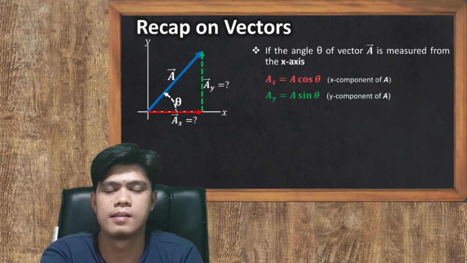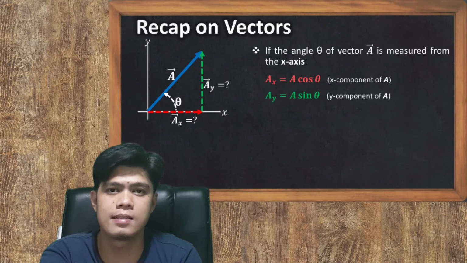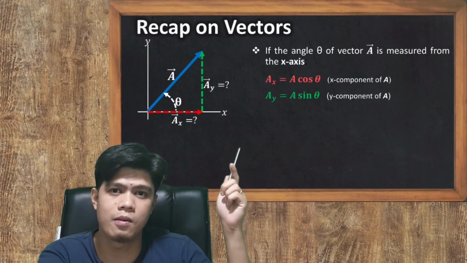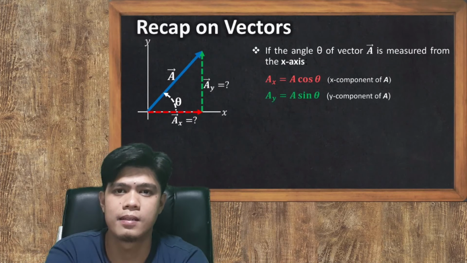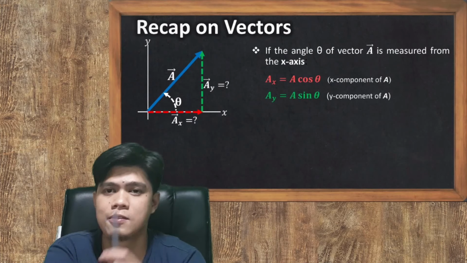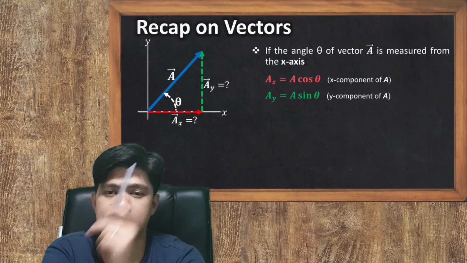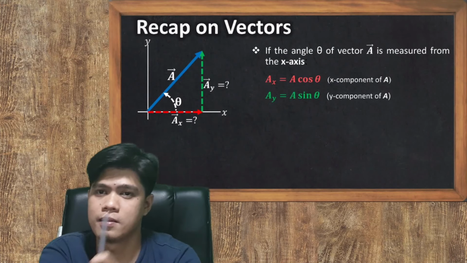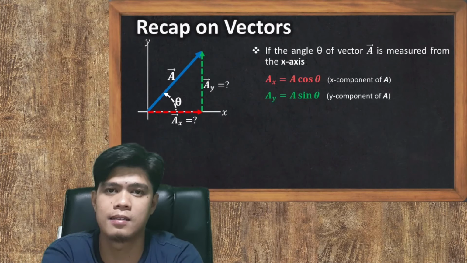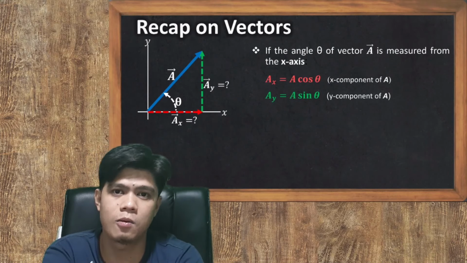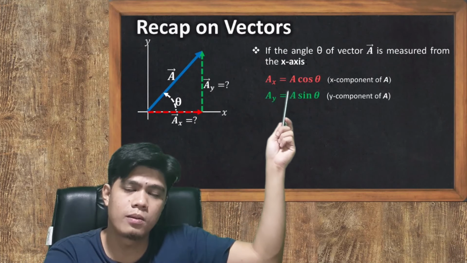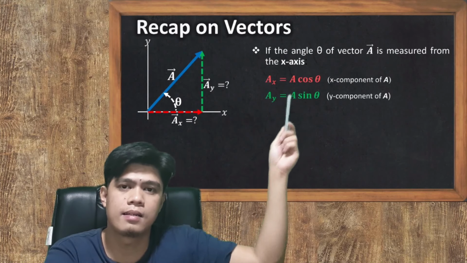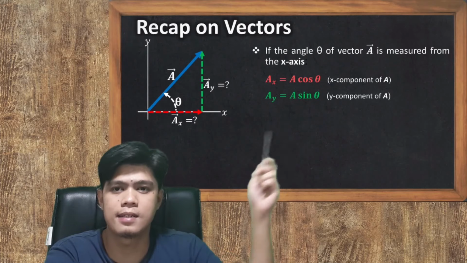theta. Now, it is not always the case that AX is equal to A cosine theta and AY is equal to A sine theta. Depending on the quadrant, AX and AY could be negative or positive. For example, in the first quadrant, both AX and AY are positive. While in the second quadrant, AX is negative, so instead of AX equals A cosine theta, AX should be equal to negative A cosine theta and AY is equal to A sine theta.